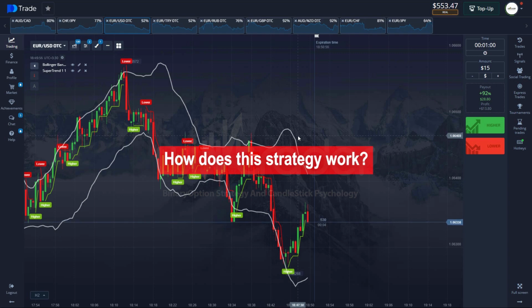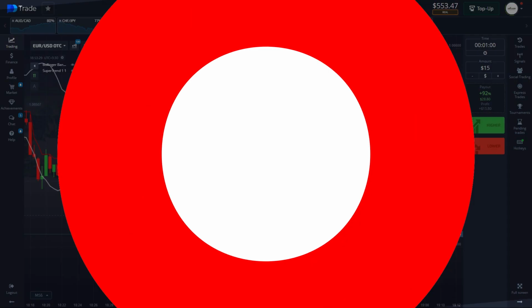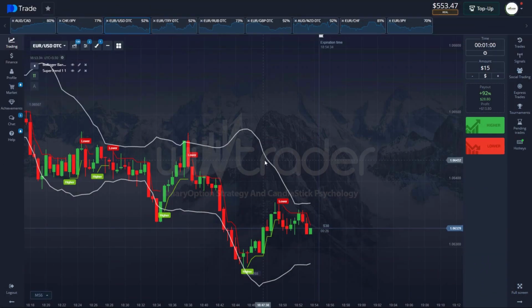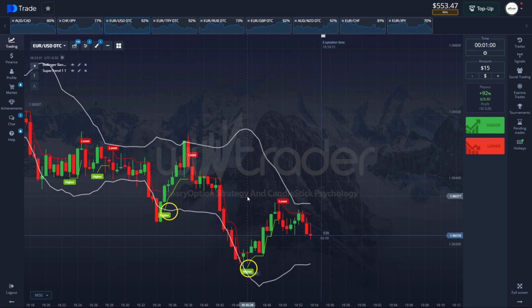Well, let's go to the strategy and method of trading with it. For buying position, we are looking for candles that touch the oversold area or lower deviation of the Bollinger Bands indicator, and also the super trend indicator displays green color or higher. Please pay attention to the example.